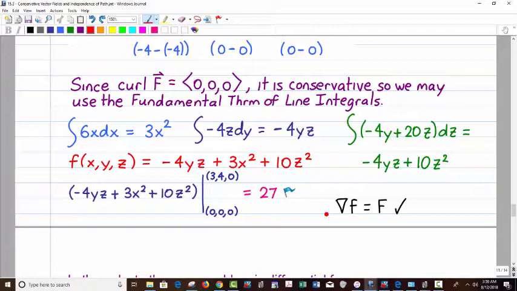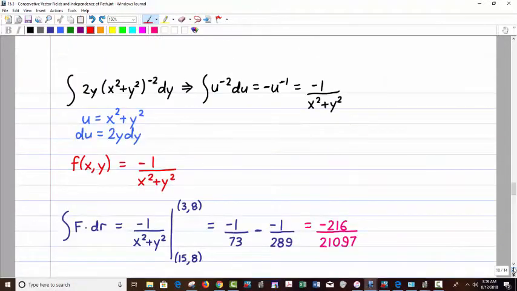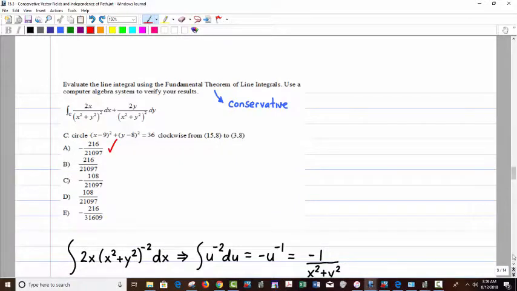Anyway, now all we have to do is take this potential function, which is the antiderivative, so to speak, and plug in this upper point. Let's go back up here. Let me show you those. Forgot to mention that, but there it is. We're going from (0, 0, 0) to (3, 4, 0). So (3, 4, 0) is the upper, (0, 0, 0) is the lower.